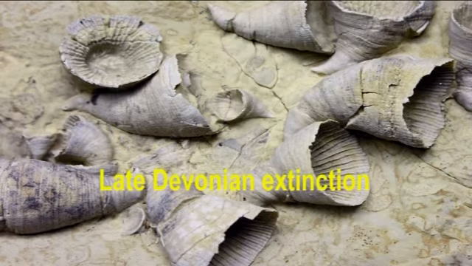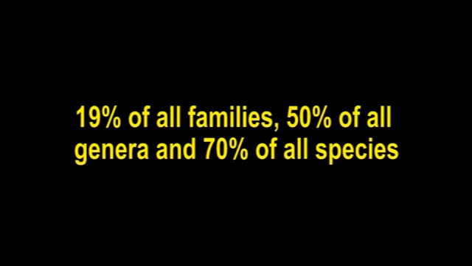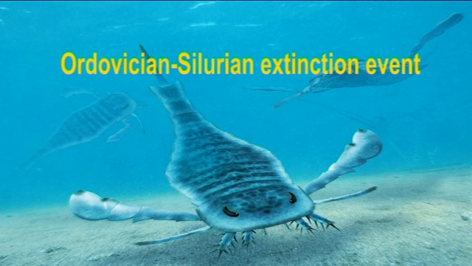Late Devonian extinction. At the end of the Frasnian age, in the later part of the Devonian period, a prolonged series of extinctions eliminated about 19% of all families, 50% of all genera and 70% of all species. This extinction event lasted perhaps as long as 20 million years, and there is evidence for a series of extinction pulses within this period.